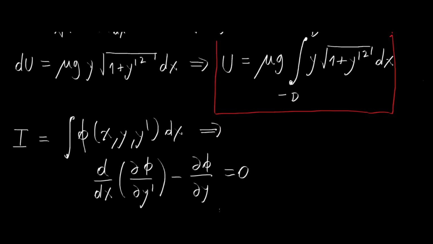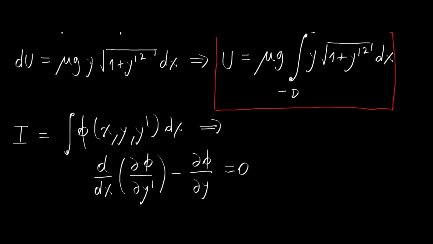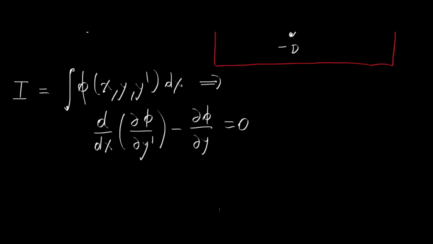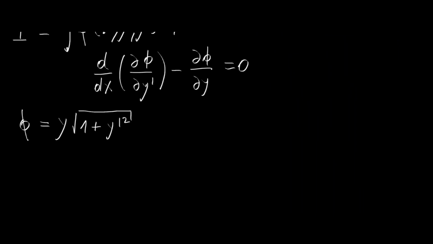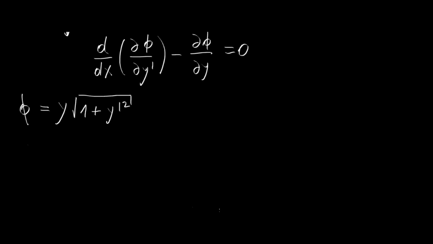So if we want to apply this equation, we need to first write the expression for this function phi, which in our case is y times the square root of 1 plus y prime squared. Okay, this is our function phi here. So let's begin first with calculating the partial derivative of phi with respect to y prime.